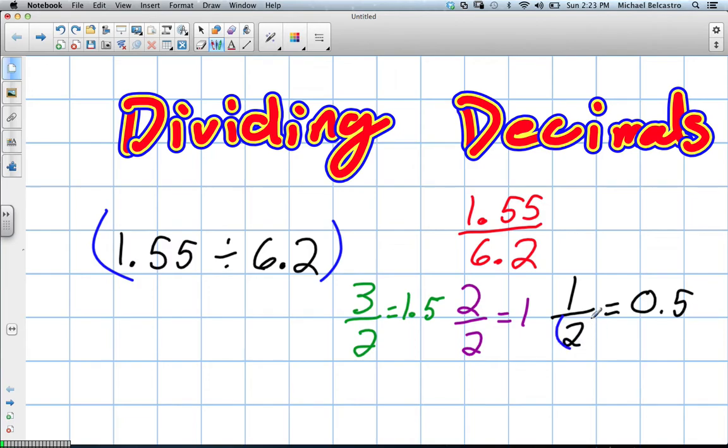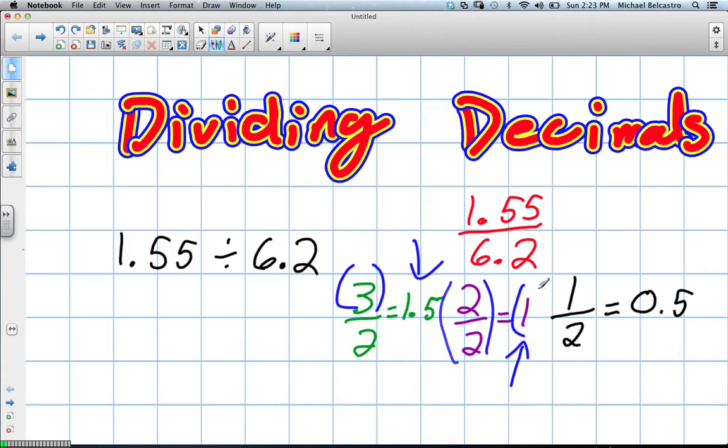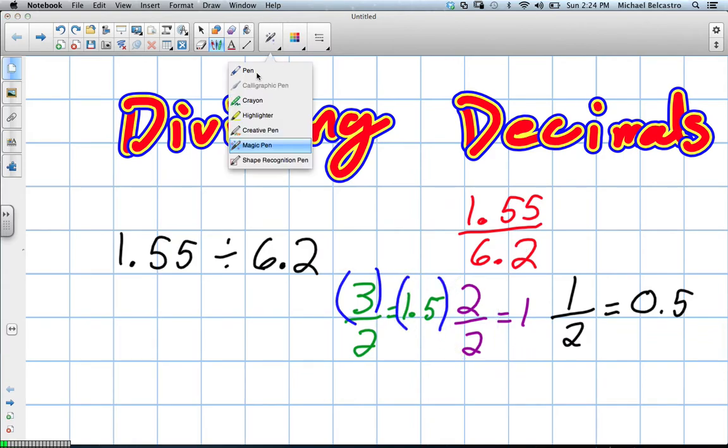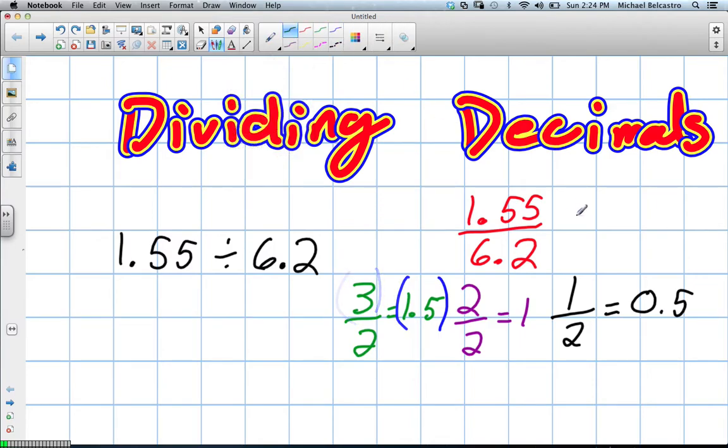When the denominator was larger, we got 0.5. When the numbers were the same, we got 1. And when the numerator was larger, we got a number larger than what? Than 1. So what this is saying is if your denominator is larger, your answer must be less than 1. If your numbers are the same, your answer is 1. And if your numerator is larger, your number has to be greater than 1. So, if I put a greater than or less than sign, this answer is going to be less than or greater than 1?